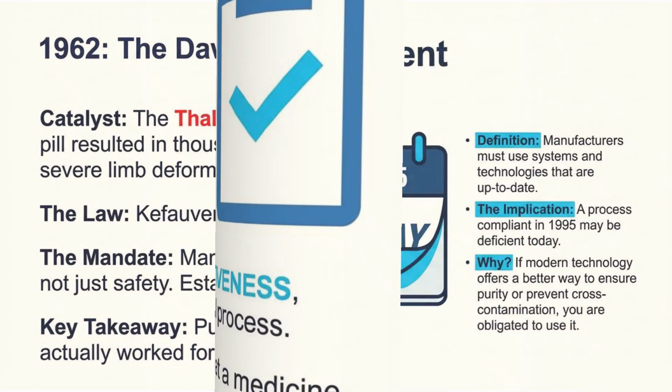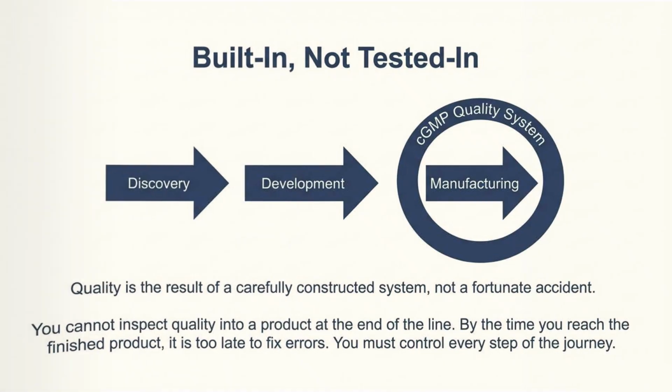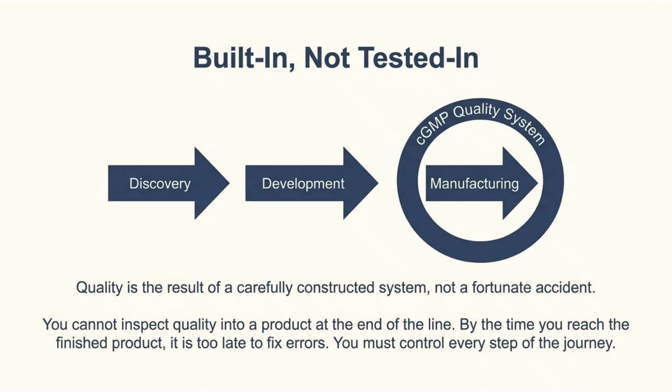The C in cGMP stands for current, meaning compliance is not frozen in time. If better technology exists to improve quality or reduce risk, manufacturers are expected to use it. GMPs evolved because science evolves. Quality cannot be inspected into a product at the end. GMPs emphasize building quality into every stage, from discovery and development through manufacturing. When processes are controlled correctly, quality is the natural outcome.